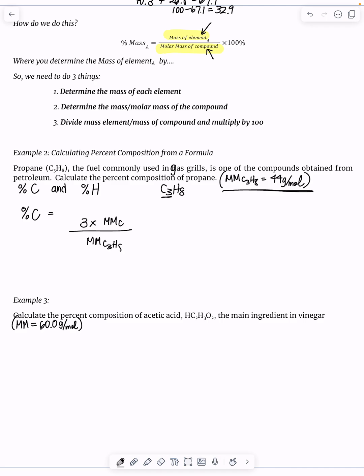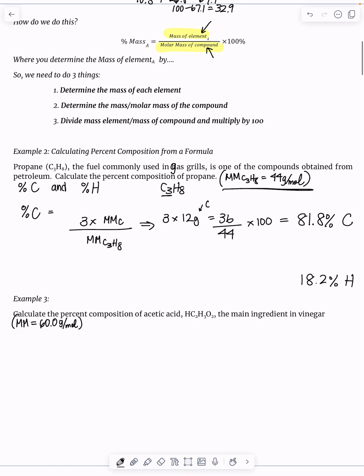this propane. So if I do that, 3 times 12, because that's the molar mass of carbon, that's 36, divided by 44, and now I got to multiply by 100 to get that percentage. 36 divided by 44, multiplied by 100, I get 81.8% carbon. Now, of course, I could do the math, and if I subtract from 100, I should be able to get the percentage of hydrogen, which is 18.2%.